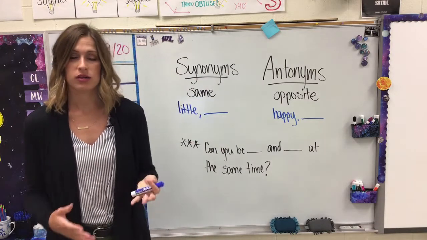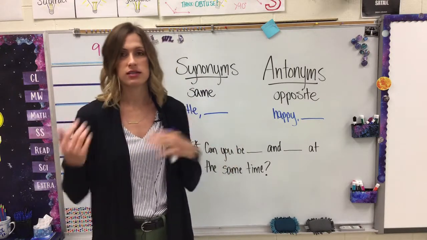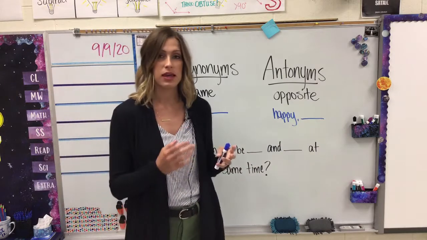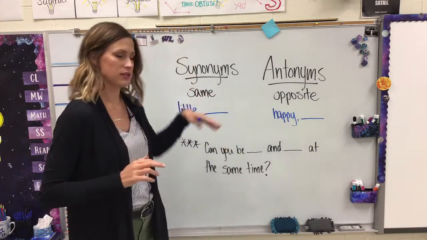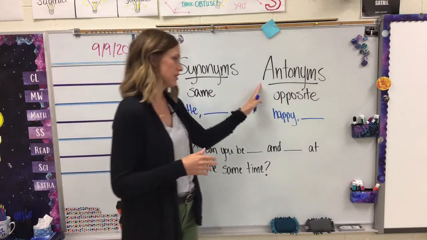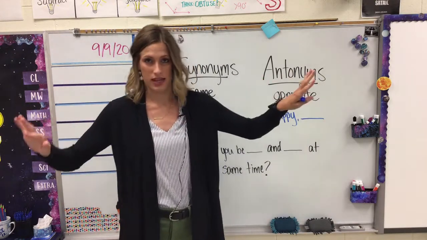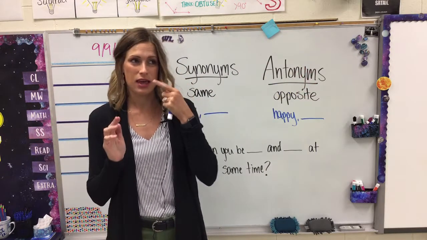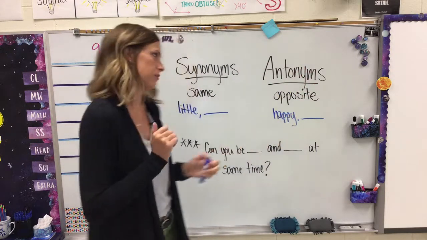All right, these are words that we're going to see when we read, we're going to see them when we write. And what they mean, if 2 words are synonyms, that means that they're the same. They mean basically the same thing. Antonyms are words that are going to be opposite. Okay, so synonym, same, antonym, opposite.